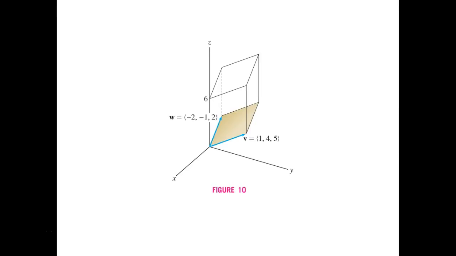Compute the area A of the parallelogram listed in this figure 13. It's figure 10 on the slide, but figure 13. Let me make sure. Oh, I'm sorry. This is example 6. Let V be 1, 4, 5, just as shown here, and W be -2, -1, 2, which is shown there.